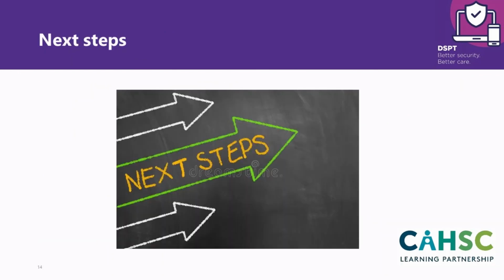So next steps, get in touch with us for your ODS code, get registered, set up your profile, and then you're ready to take the journey with us to complete the toolkit. Come along to some of our workshops and we can talk you through each section. Get in touch for that one-to-one help, and we're here for you.